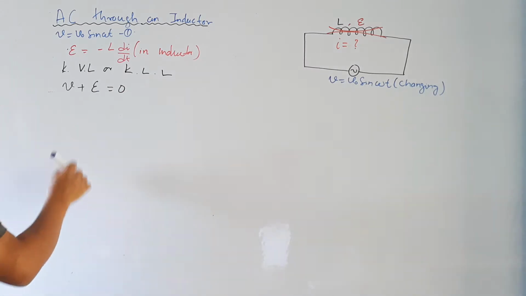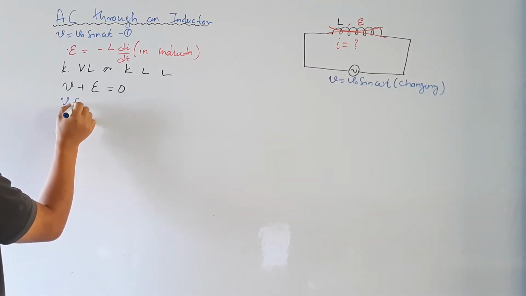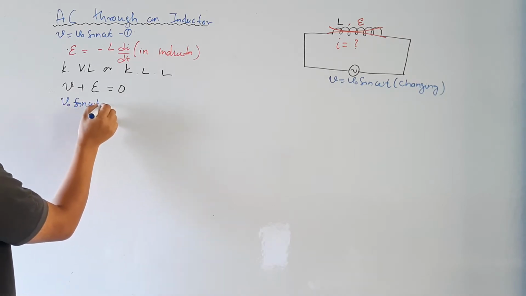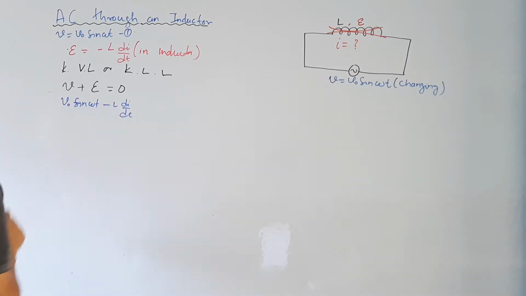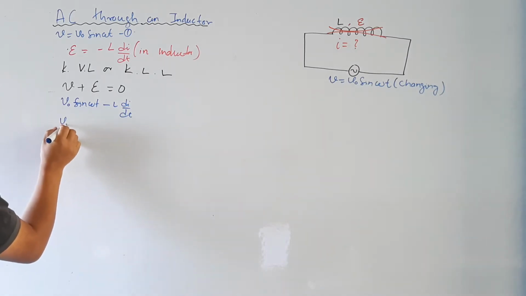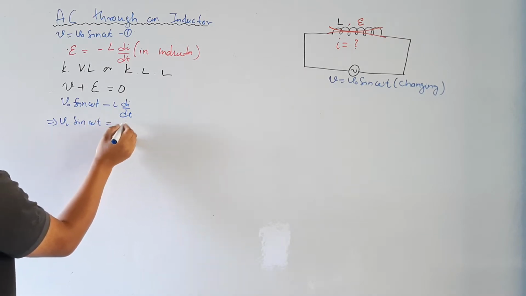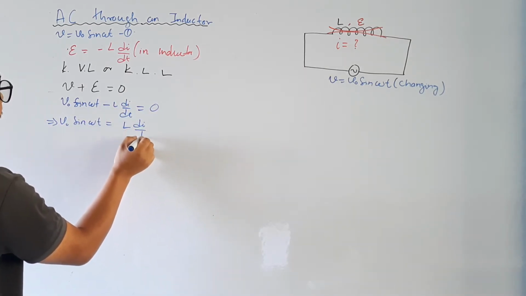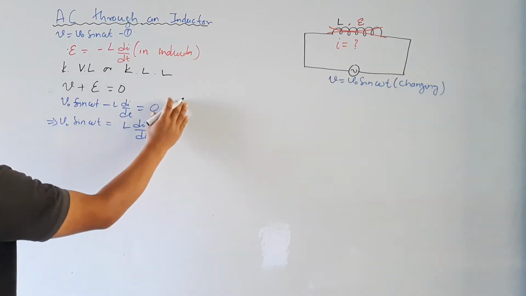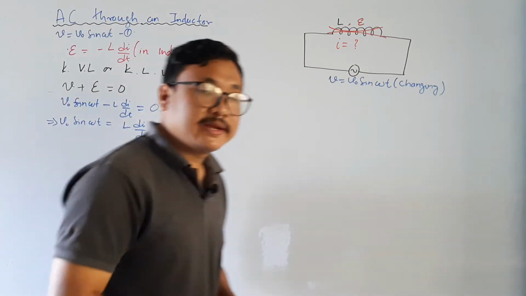So then let us put the values. This will be V0 sine omega t minus L di by dt equal to 0. This implies V0 sine of omega t will be equal to L di by dt. I bring this to this side, this minus will become plus. So what is our main aim here?